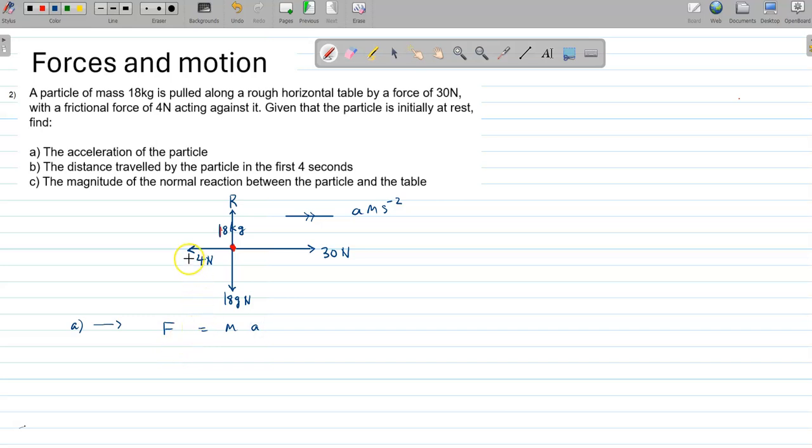And in this case, we resolve in the horizontal direction. So the force there would be 30 minus 4, and then we would have the mass, which is 18 kilograms, times the acceleration there. So that's 26, and we divide both sides by 18. So the acceleration there is 1.4 meter per second square.